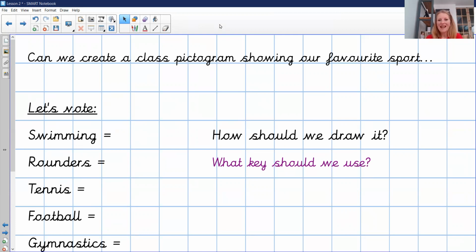Okay, so if we had done that in school, perhaps maybe 6 people liked swimming, maybe 4 people liked rounders, maybe 10 people liked tennis, and maybe, what do we think? How many people are going to like football? Should we go for 8?